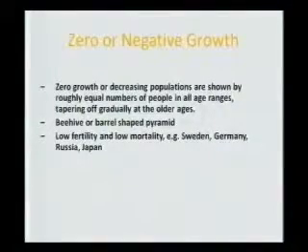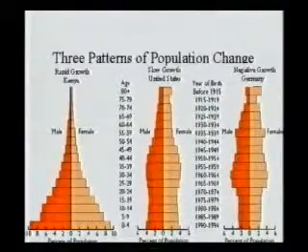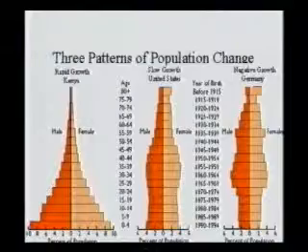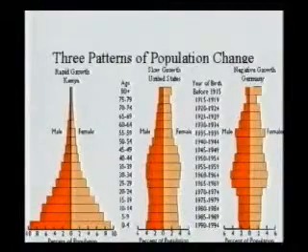And then you have zero or negative growth, when the population is in fact declining, with roughly equal numbers of people in all ages. It's a barrel-shaped pyramid, low fertility, low mortality, or low birth rate, low death rate, for example, Sweden, Germany, Russia, and Japan. And here are examples of three pyramids: the very broad-based Kenya, slow growth United States, and negative growth Germany.